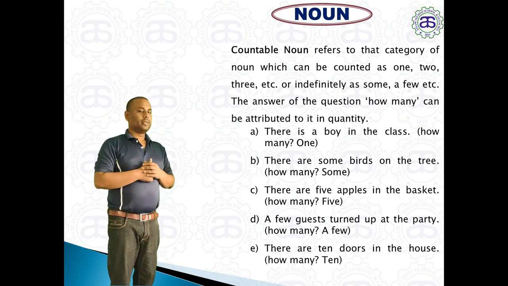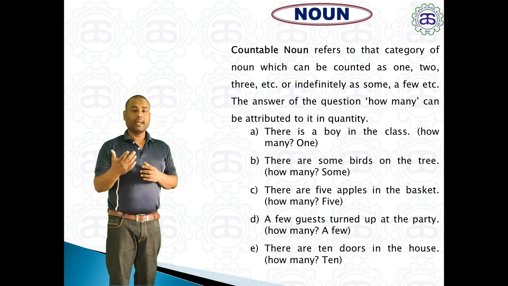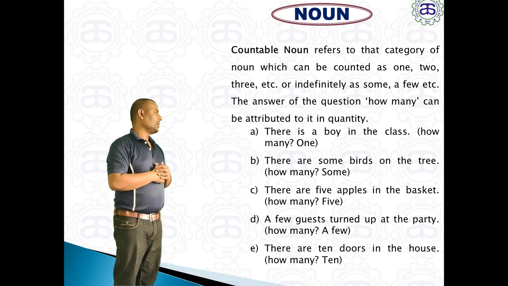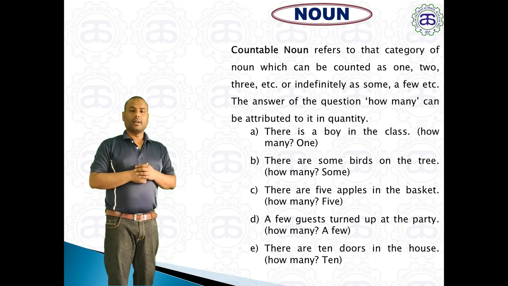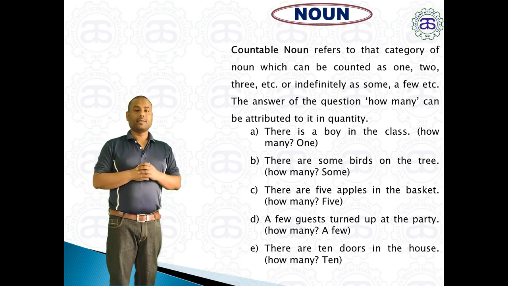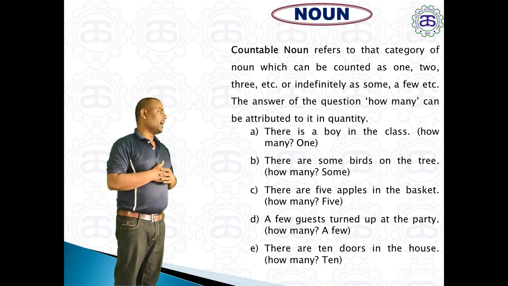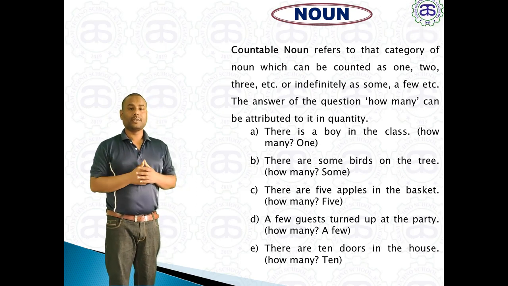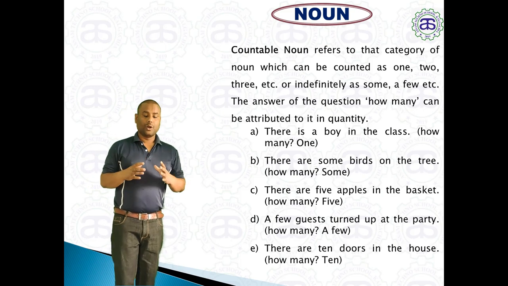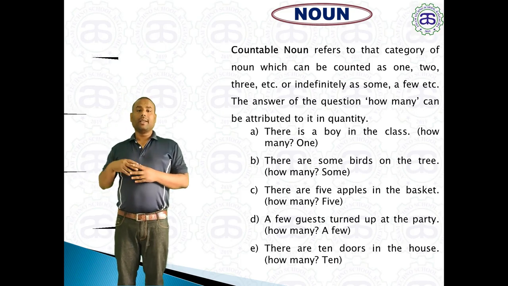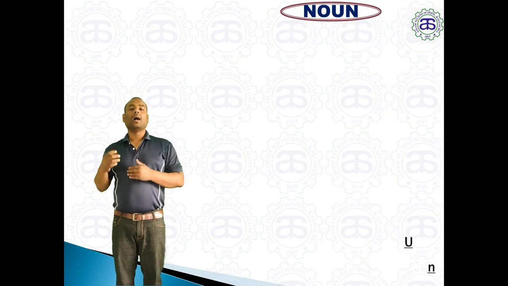There are 5 apples in the basket. How many apples? 5 apples. A few guests turned up in the party. How many guests? A few. There are 10 doors in the house. How many doors? 10 doors. So, countable noun always answers the question, how many?